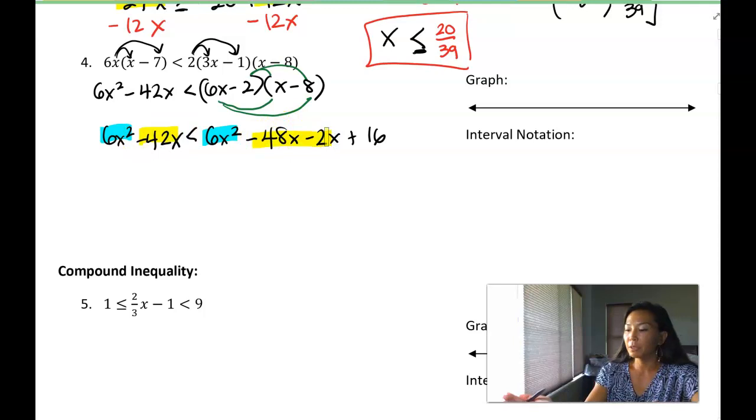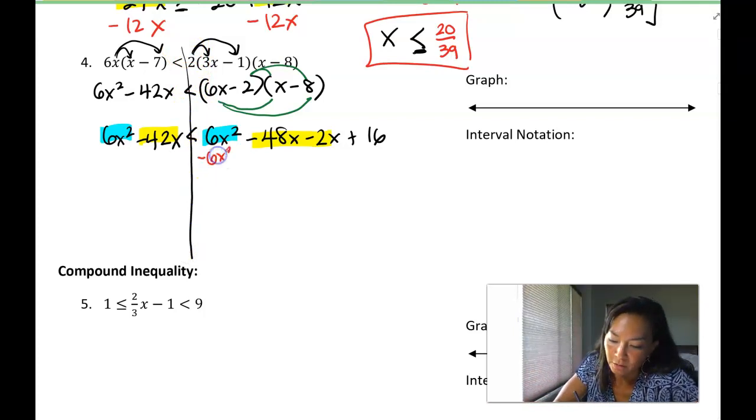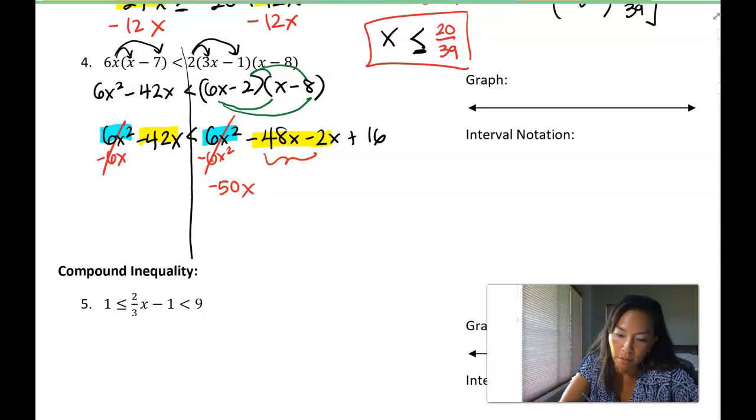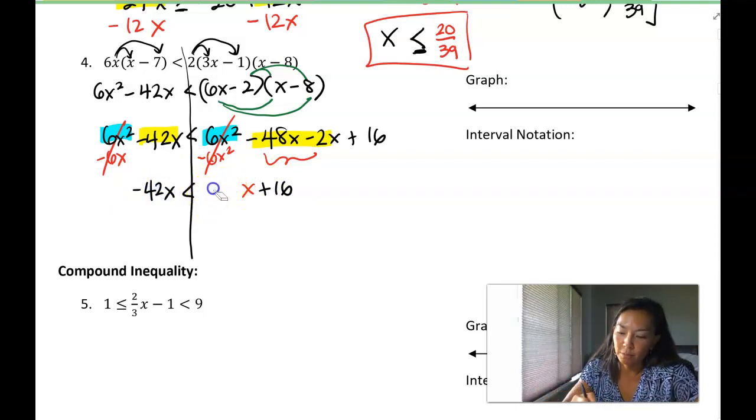Okay, so let's put them together, but remember, if you're on one side of your inequality symbol, you have to undo it to put it together. So I'm going to first minus the 6x squared to both sides, but notice it becomes 0. So now I have a linear equation. I don't have a quadratic anymore, and there's no x squares, so now it's linear. Combine these two, that's negative 50x, and then I still have the plus 16, and then negative 42x. So now I'm going to move that 50x. I'm going to write that in black.